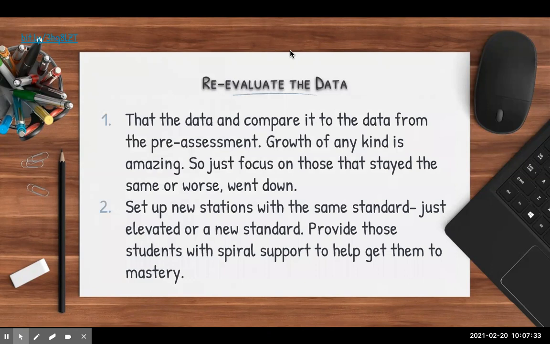So again, you reevaluate that data, you look at it, you see if you need to develop new stations or is it something I can just cover in a couple days that reteach, give that spiral support to all those students to help them get to that mastery level.